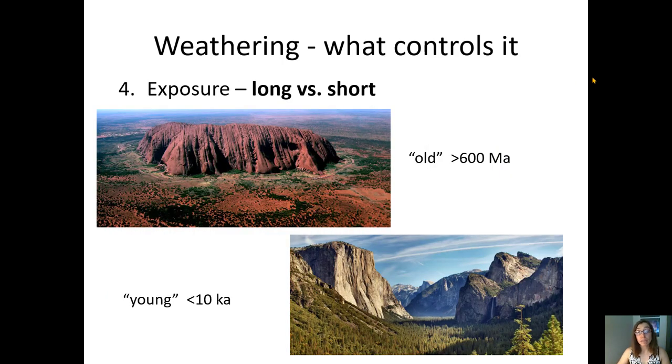How long the rock has been at the surface, of course, also controls how much weathering it's experienced. So here is a very famous rock that has been out at the surface for 600 million years, a very long time in terms of Earth history. So it has a lot of exposure and a lot of time to experience weathering. Versus this relatively young rock down here, another set of famous rocks, that have only been at the Earth's surface for about 10,000 years, and so have not undergone as much weathering.